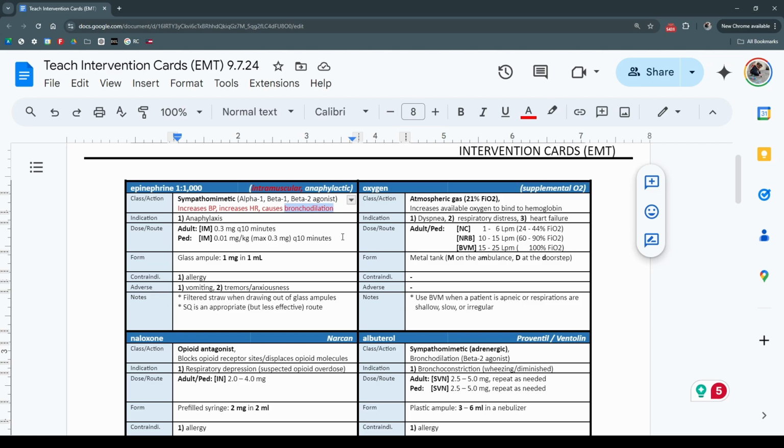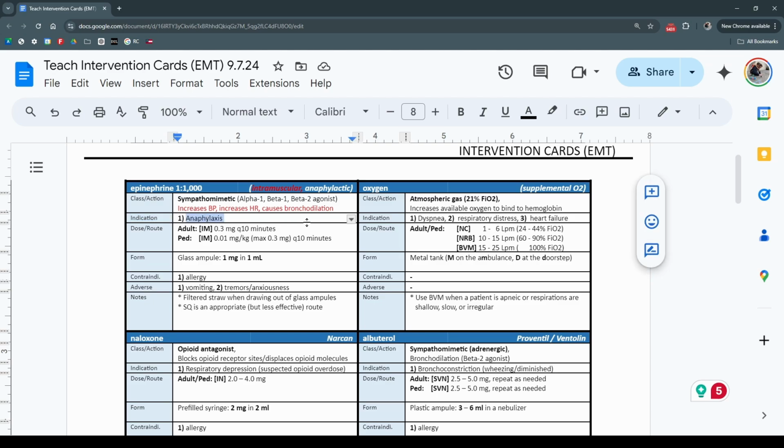Bronchodilation means we're causing your bronchioles to dilate. We're causing your airways to relax. In a certain sense, it's like saying we're causing your lung space to expand. So maybe increasing blood pressure is obvious. Maybe increasing heart rate is obvious. What this part means, what the beta 2 agonism does, bronchodilation means, is that we're allowing more air to come in to your lungs.